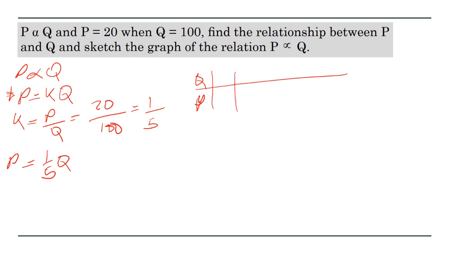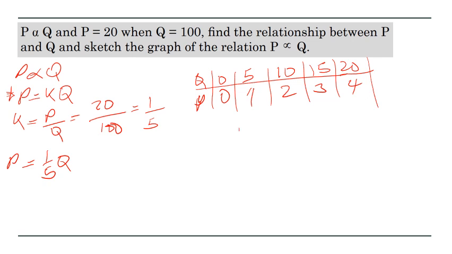So let's say what could be our values. Let's say 0, 5, 10, 15, 20, just to make sure that we don't have fractions. If Q is 0, P will be 0. If it is 5, P will be equal to 1. If it is 10, 10 divided by 5 gives 2. 15 divided by 5 gives 3, and 20 gives 4.